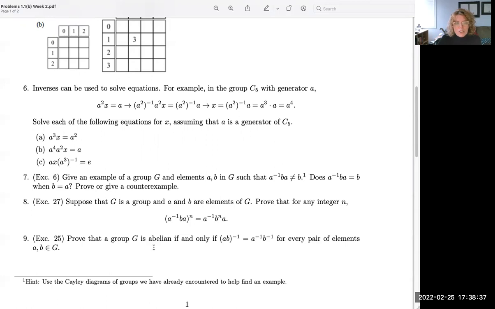Exercise 9, prove that a group G is abelian if and only if A B inverse is equal to A inverse B inverse for every pair of elements A and B inside G. The main challenge here is this is going to be a direct proof, and the main challenge here is making clear that you have shown this for every element A and B. So being careful with your definitions. From there, you're going to want to remember your socks and shoes. But yeah, just being really careful with your notation and how you're setting the problem up.